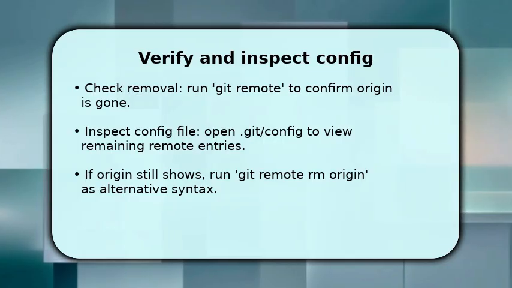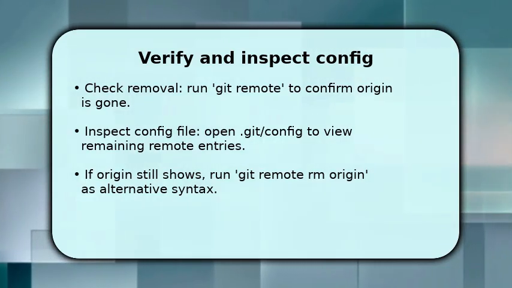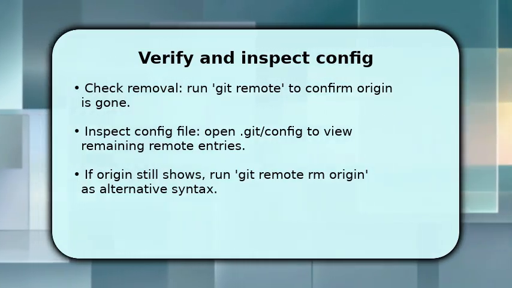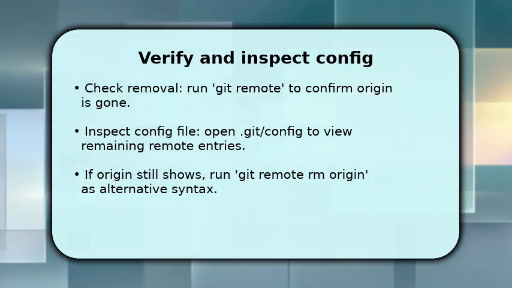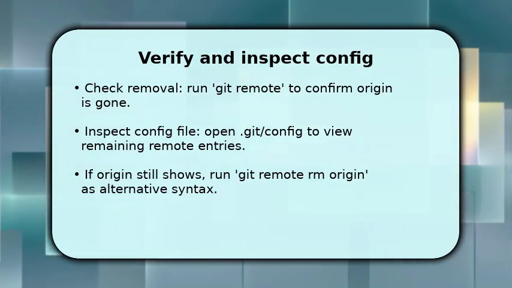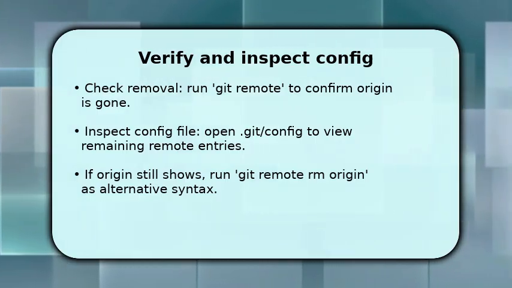If you need deeper inspection, open .git/config to review sections named remote and ensure no origin block remains. Once confirmed, you can add a new remote with git remote add origin URL or adjust fetch/push settings. If the removal failed, try the alternate syntax git remote rm origin.